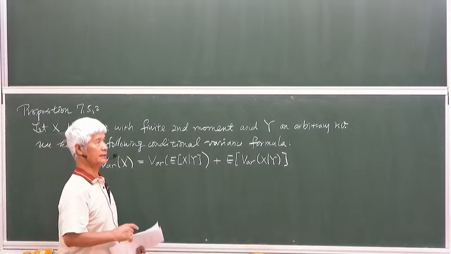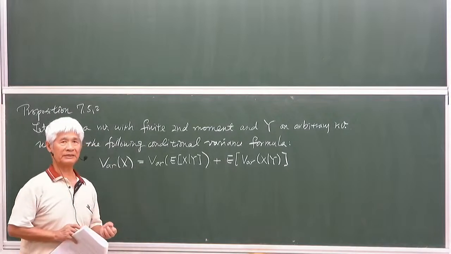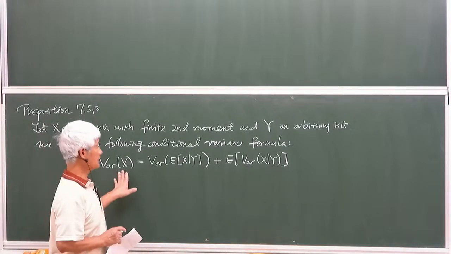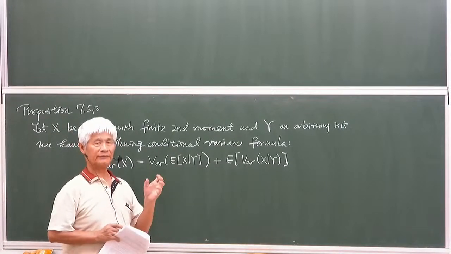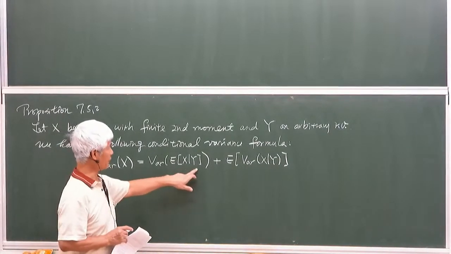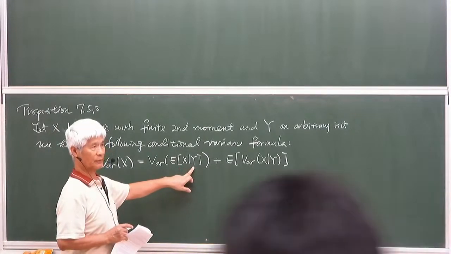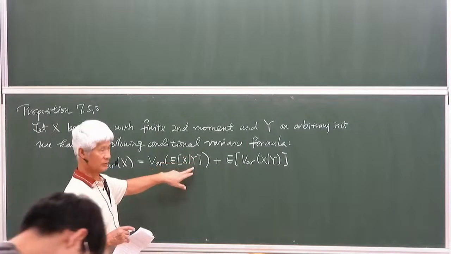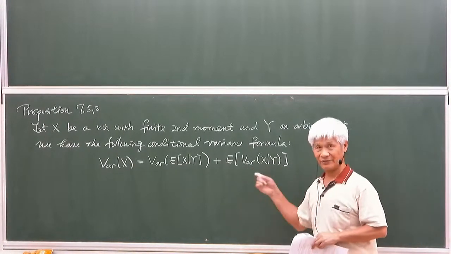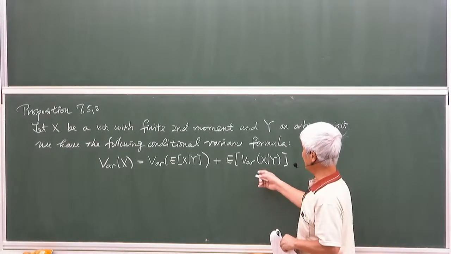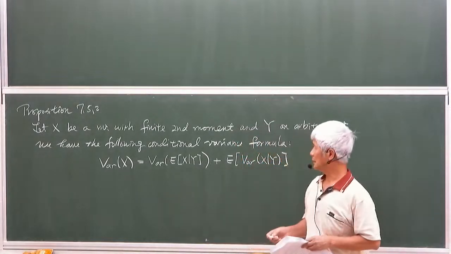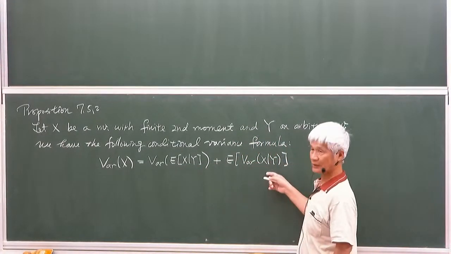So this formula, again, provides us an indirect way to find the variance of X. It is obtained by first, given the side information, the random variable Y, we find the conditional expectation of X given Y. So this is a function of Y. And second, we find the conditional variance of X given Y. So this again is a function of Y. And then, since they are functions of Y, you know how to find the variance of a function of Y, and also the expectation of a function of Y.